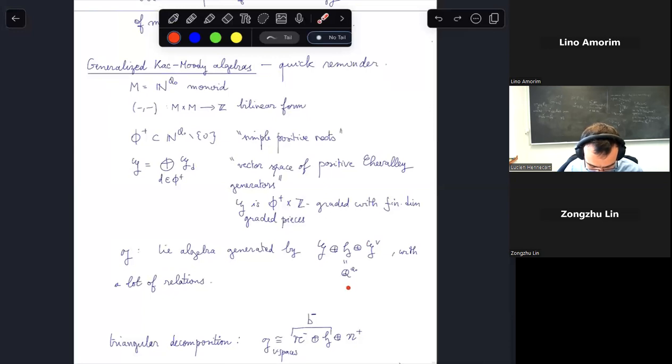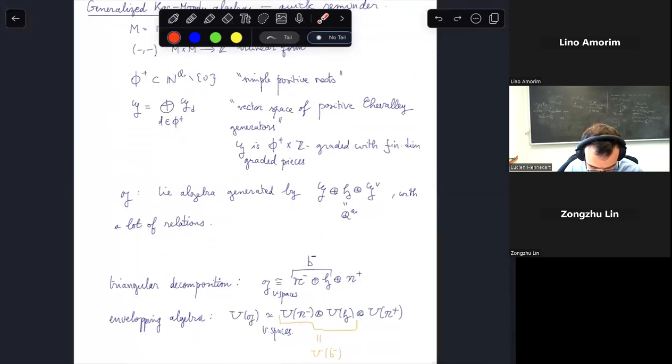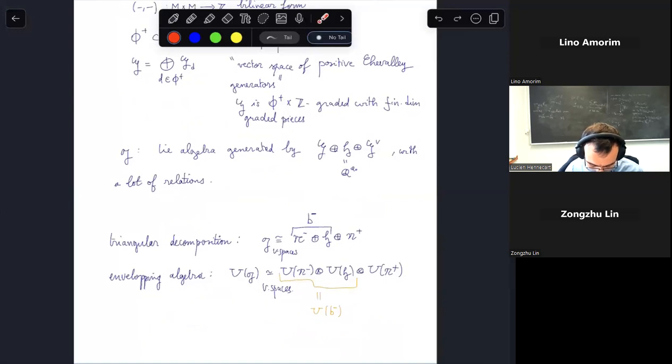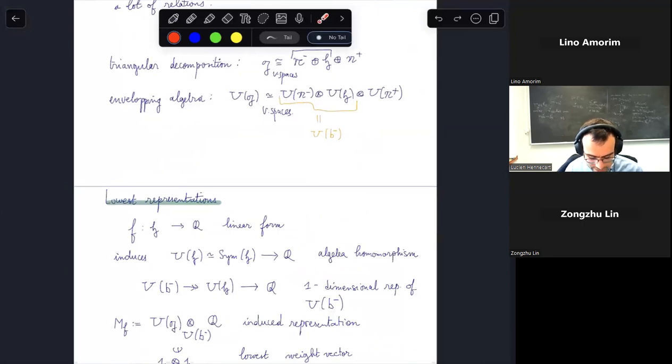By the generalized Kac-Moody Lie algebra package, we have a triangular decomposition of this Lie algebra as negative, positive, and Cartan part. Also, the enveloping algebra has a triangular decomposition as a tensor product of negative, Cartan, and positive part. And I also mention the negative Borel part here. And very generally, you can construct lowest weight representations of generalized Kac-Moody Lie algebras.